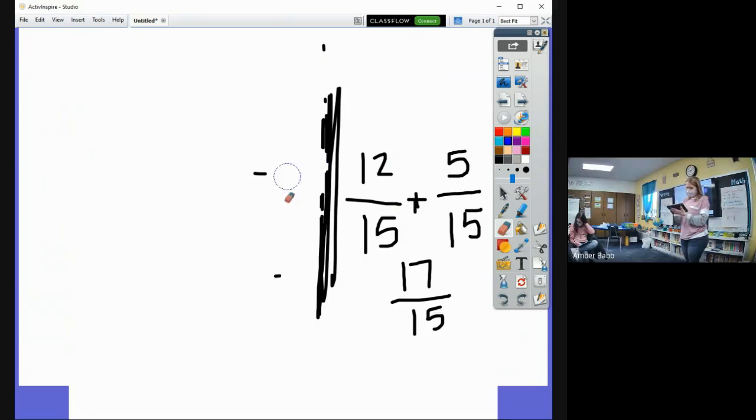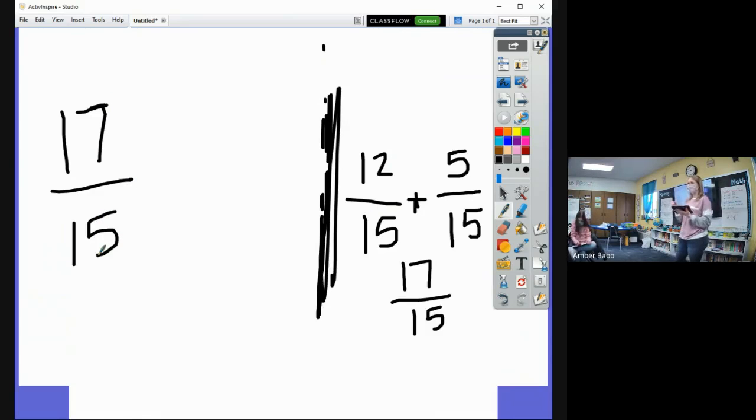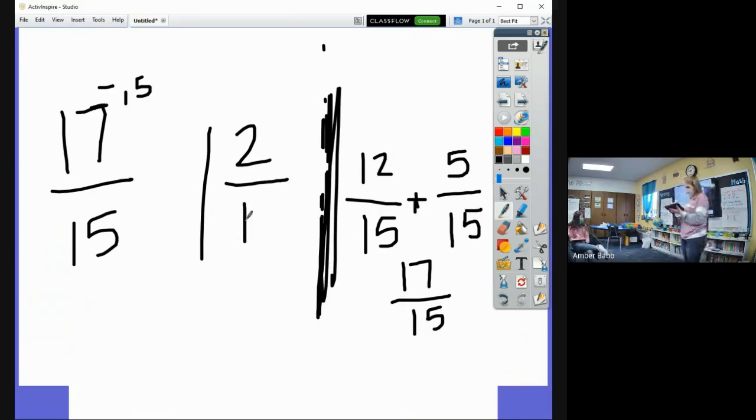So I'm going to erase some of this, get it out of my way. If I were to take 17/15, let's remember how to change this improper fraction to a mixed number. How many times can 15 go into 17? 1 time, which would give me 15, 1 whole. 17 minus 15 is 2. And I put it over my original denominator. So it would equal 1 and 2/15. There you go.